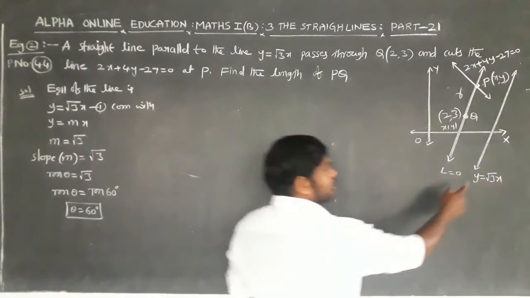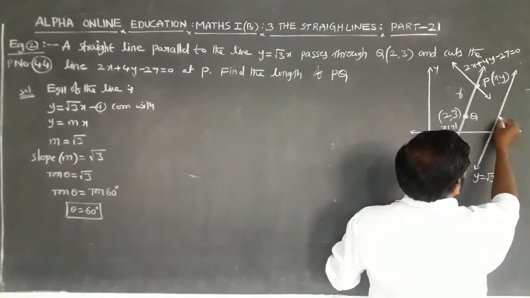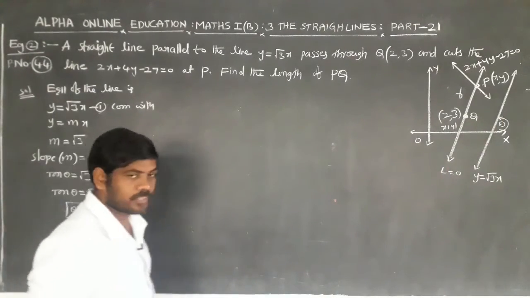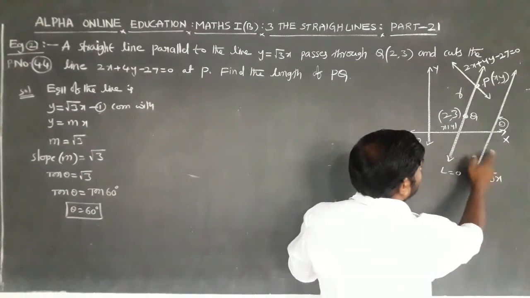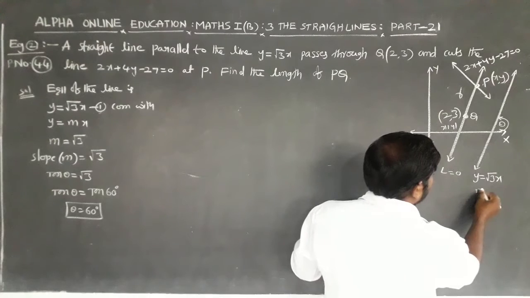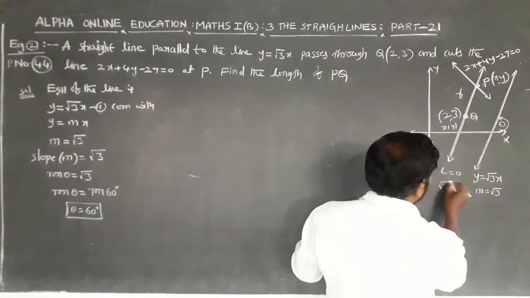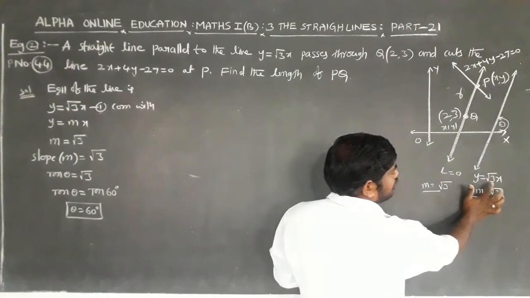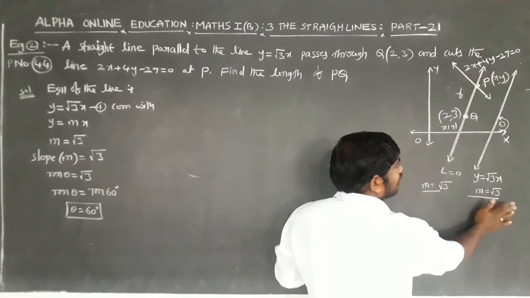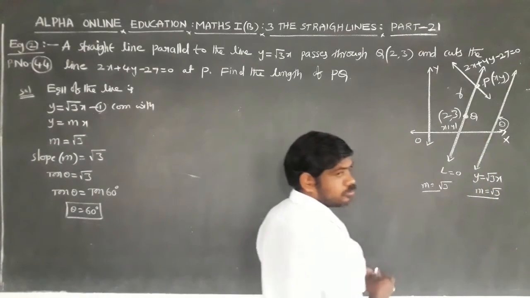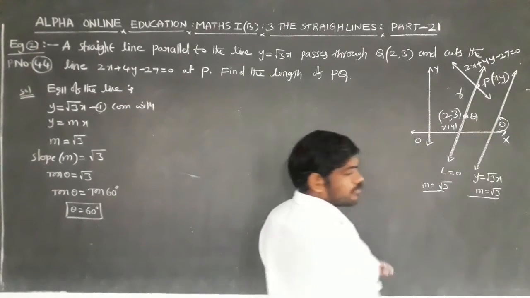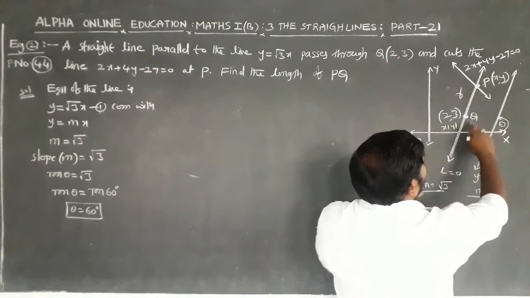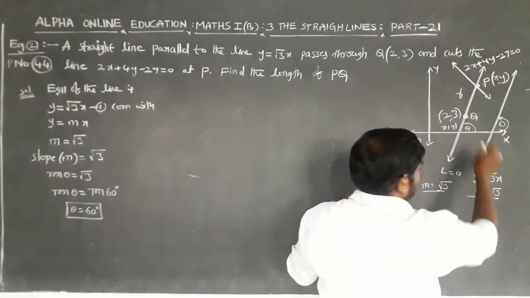The line makes an angle with the positive x-axis in anti-clockwise sense of 60 degrees. Here observe that two lines are parallel. Two lines are parallel means the slopes are equal. The slope of the line y equal to root 3x is root 3. The parallel line slope is also root 3. So here two lines make equal angles with the positive x-axis.